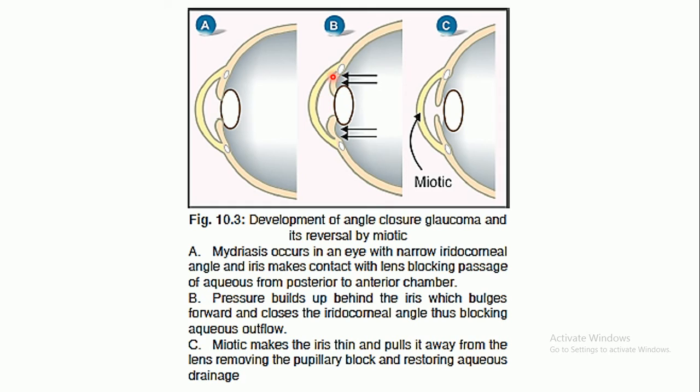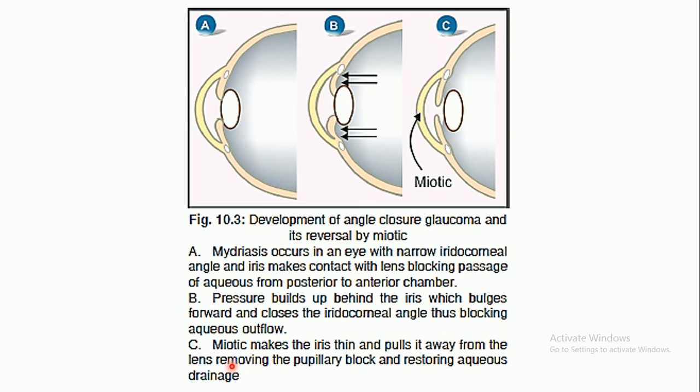So the iris, if you can see over here, is bulging outwards, right? They are bulging forwards, and it has resulted in closure of the iridocorneal angle. As a result of this bulging, the outflow of the aqueous humor is affected. Okay, now in this particular situation, how will the miotics act?